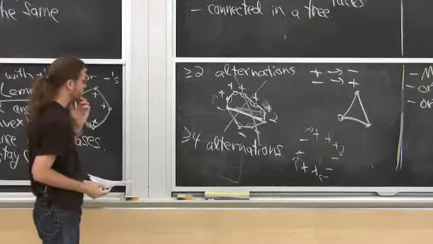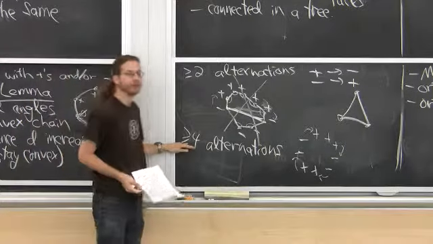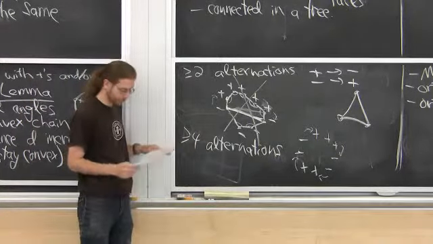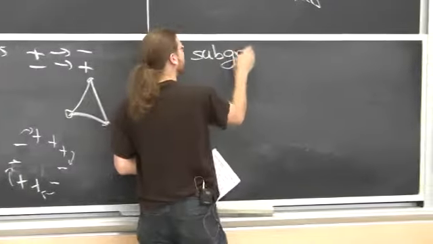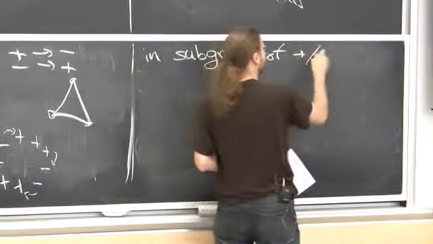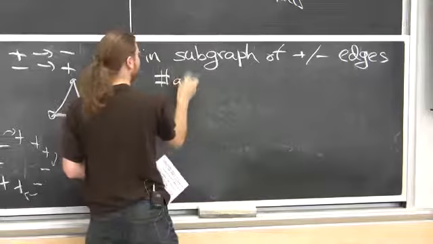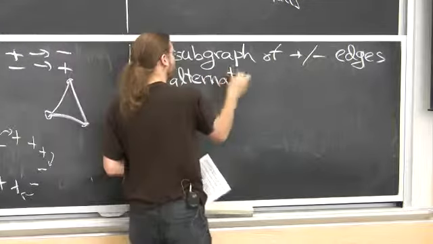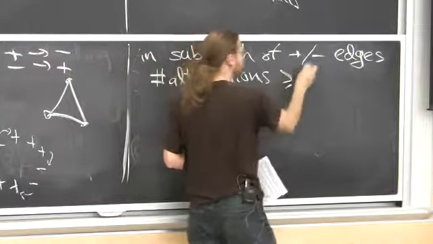All right, so what? This was true at every vertex that was not entirely 0. So if we look at, let's write this down, I really just care about the non-zero edges, the ones that are plus or minus. So I'll call this the subgraph of plus and minus edges. The number of alternations is at least 4 times the number of vertices. I'm going to denote the number of vertices by capital V.